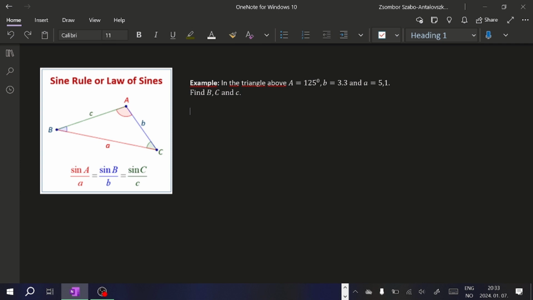Hey everyone, in this short video I want to cover the sine rule, or the law of sines, in a simple way for you. So first we can talk about what it is. Well, it is a very neat way to calculate the length of sides of a triangle or angles of a triangle.